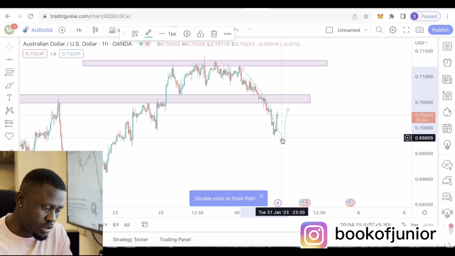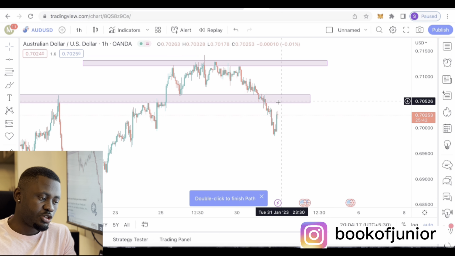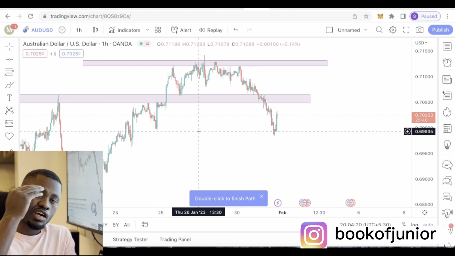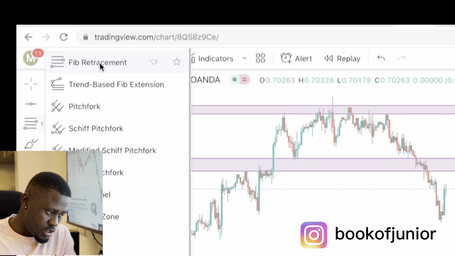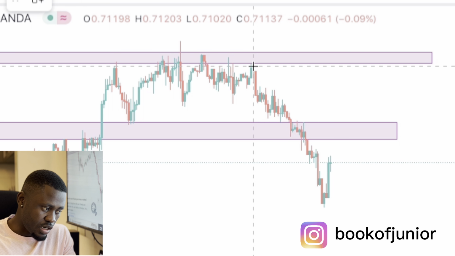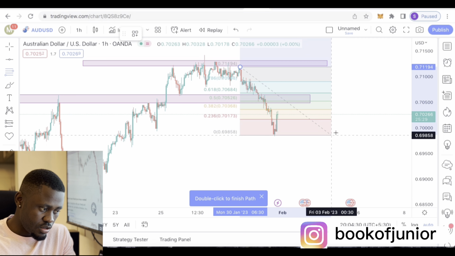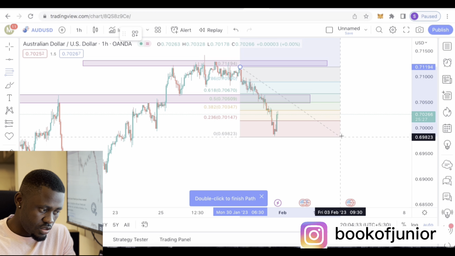And how do you apply the Fibonacci retracement? When you apply the Fibonacci retracement, you apply it from the swing high to the swing low in a downtrend market. So this is our Fibonacci retracement. Tap it, and then apply it from this zone up here to down here, as you can see right there.